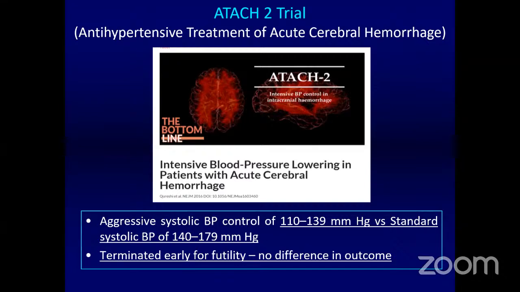The Attack-2 trial, this was in 2016. This was the intensive blood pressure control in intracranial hemorrhage. Here again, it compared control of systolic blood pressure of 110 to 139 millimeter of mercury versus the standard systolic blood pressure of 140 to 179 millimeter of mercury. But this study could not find any benefit and had to be terminated early for futility because there was no difference in outcome. So what was done earlier was repeated in 2016, and they did not find any difference in outcome by maintaining a pressure of less than 140 or less than 180.